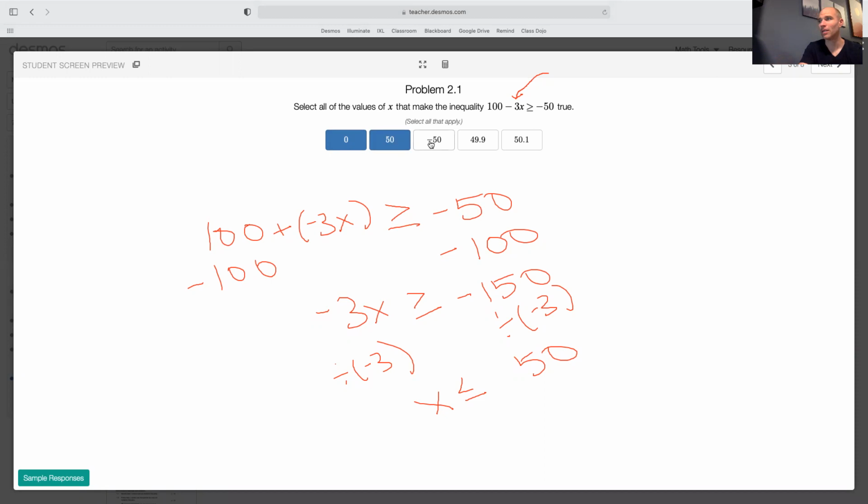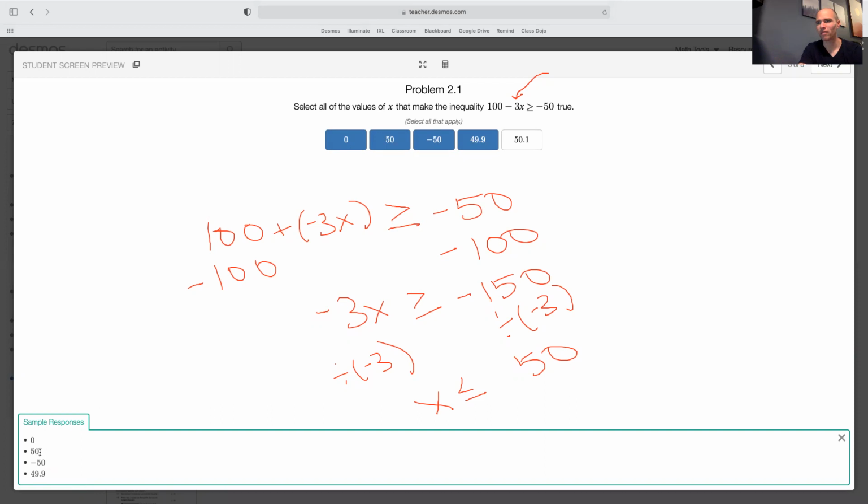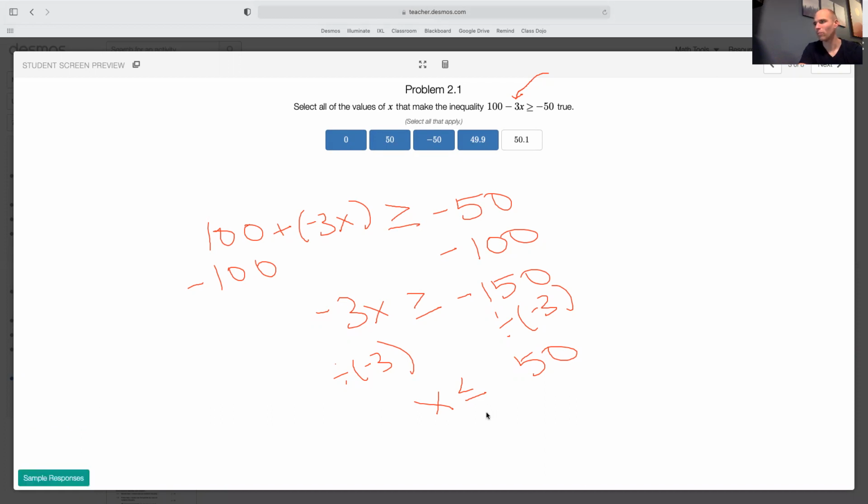-50 is less than or equal to 50. 49.9 is less than or equal to 50. 50.1, however, is not. So I think these are the ones I'm going to select. Let me double check my answers just to make sure I didn't mess something up. 0, 50, negative 50. Yeah, looks like I got it. Cool.